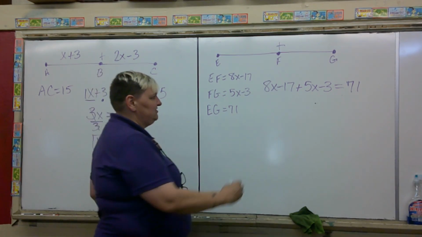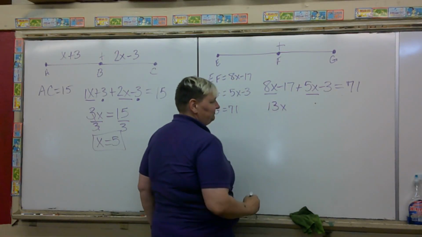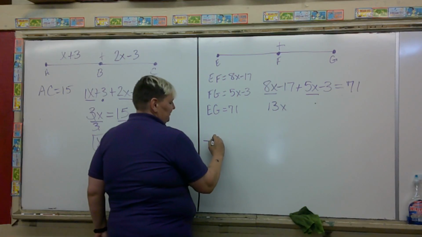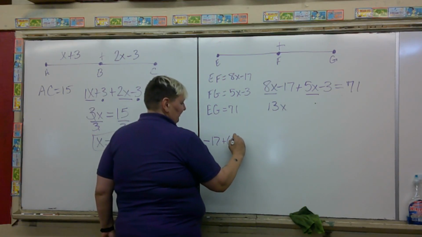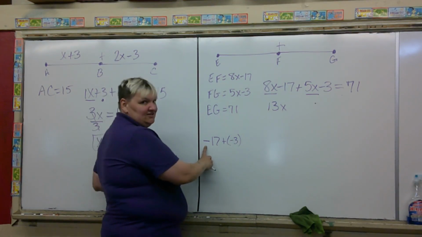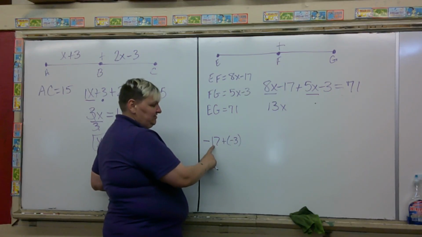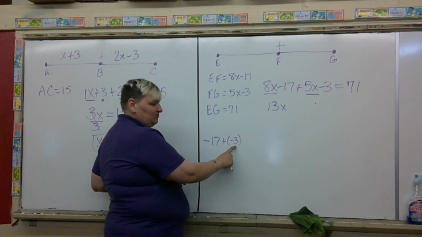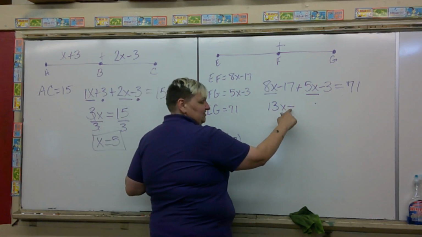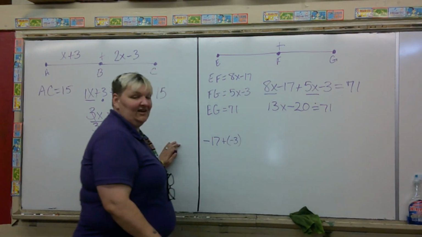Again, combine your like terms. 8x plus 5x is 13x. Negative 17 plus a negative 3. Think about it like money, debt. If something costs $17, that's a debt, and something costs $3, how much does it cost in total? It costs $20 in total. Right? Think about it like debt.